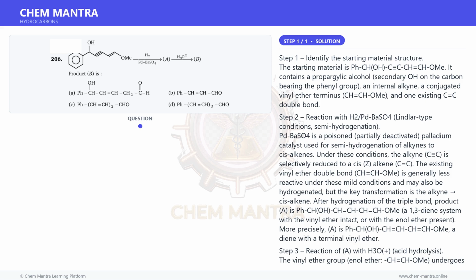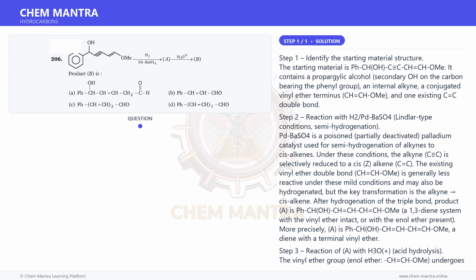The starting material is PhCH(OH)-C≡C-CH=CHOMe. It contains a propargylic alcohol, secondary, on the carbon bearing the phenyl group, an internal alkyne, a conjugated vinyl ether terminus, CH=CHOMe, and one existing C=C double bond.